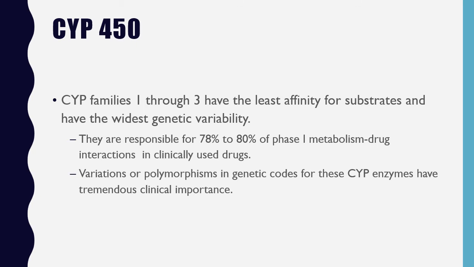CYP families 1 through 3 have the least affinity for substrates and have the widest genetic variability. They're responsible for almost 80% of phase 1 metabolism drug interactions. And I mentioned what those were: the oxidation, reduction, and hydrolysis reactions, and that's about where 60% of all the adverse drug reactions occur, at least. There are variations, polymorphisms in the genetic codes for these CYP enzymes, having, again, tremendous clinical importance.